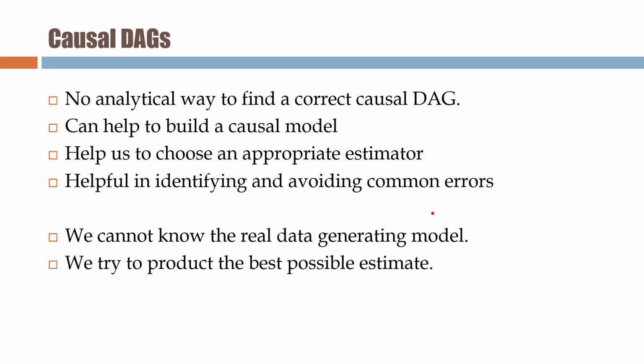So how can we find out the DAG? There's no analytical way to find the correct causal DAG. What it means is that once you find a DAG, you don't know whether it is the correct one, and there's no way to find the correct one. Actually, you will never know what the correct causal DAG is. But we're trying to make it as correct as possible, but you will never know whether it's actually correct or not.